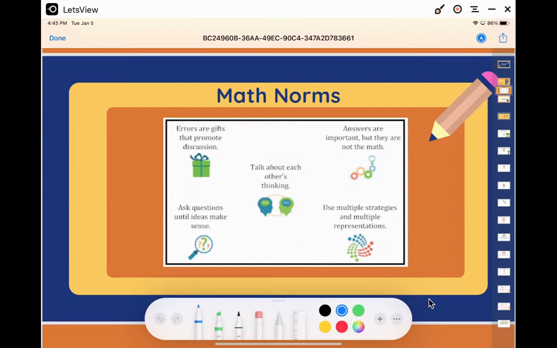Let's quickly review our math norms. Our first norm is that errors are gifts that promote discussion. Number two, ask questions until ideas make sense. Number three, talk about each other's thinking. Number four, the answers are important, but they are not the math. And number five, use multiple strategies and multiple representations. Speaking of multiple strategies and multiple representations, today we are going to be talking about a strategy that you are able to use for multiplication called making an array.